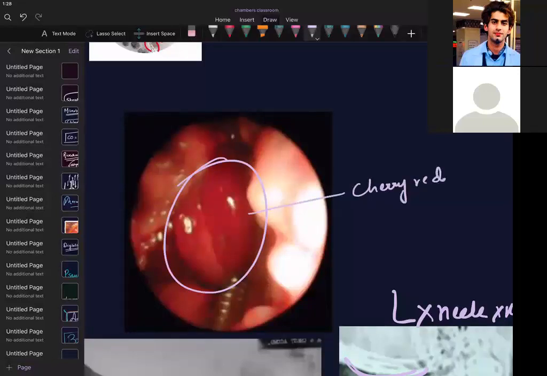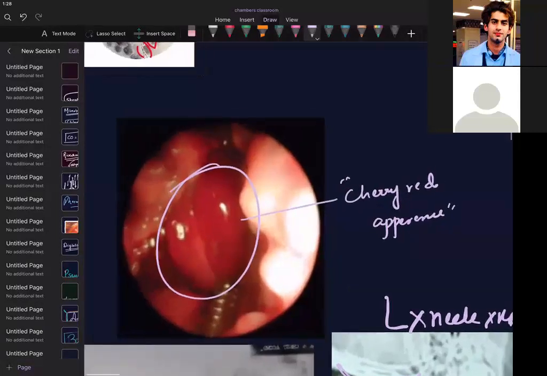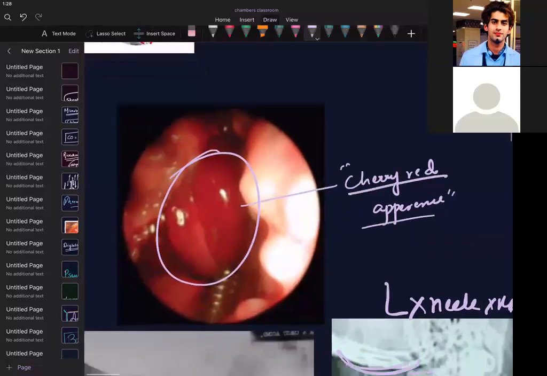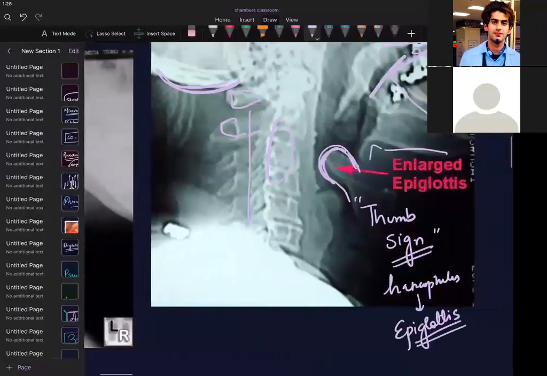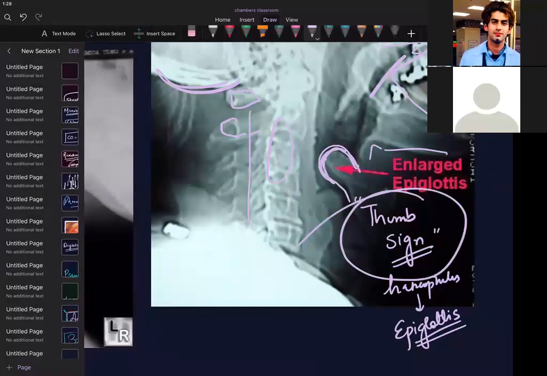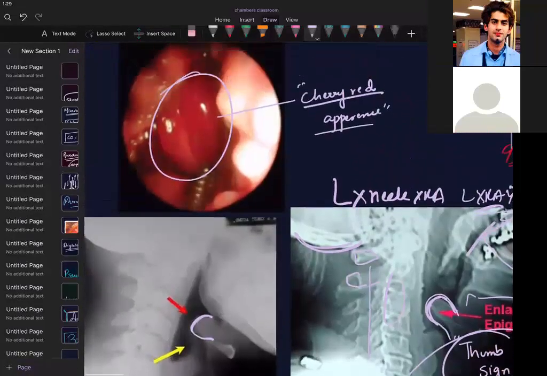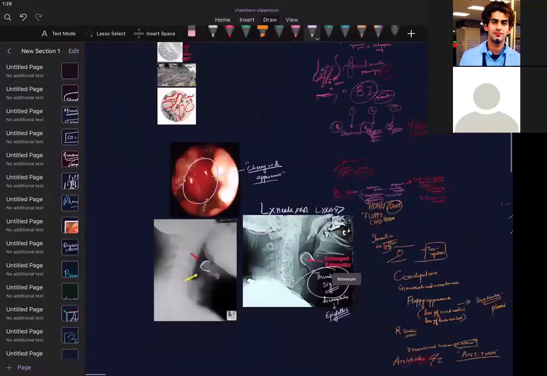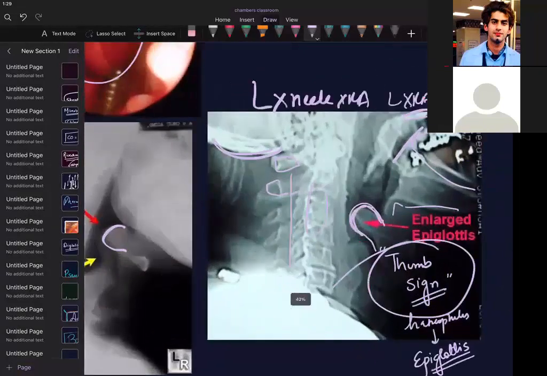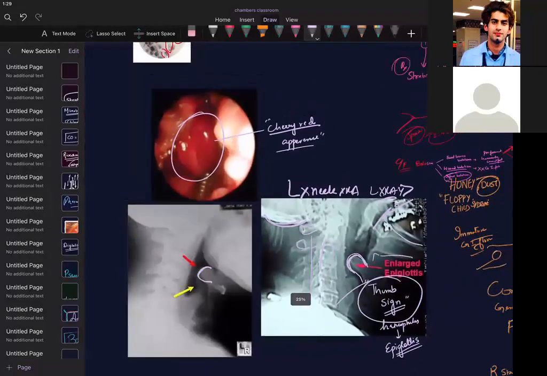Cherry red appearance is seen in Haemophilus. So on endoscopy you will see cherry red appearance. On X-ray you will see the thumb sign. Great. Have you understood at least these images? One question will be there, definitely. It's asked commonly.